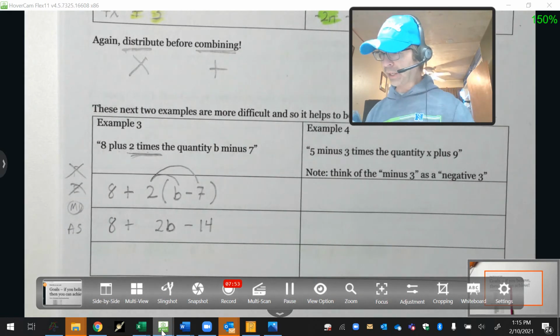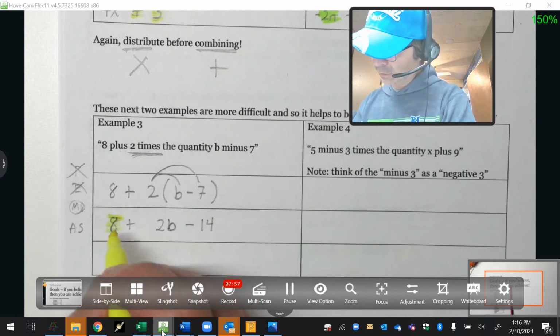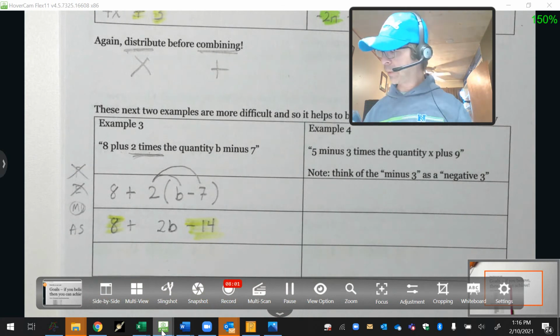Next, we're going to combine like terms. What are the like terms? We've got the 8 and this minus 14. Positive 8 and negative 14. What's that make?